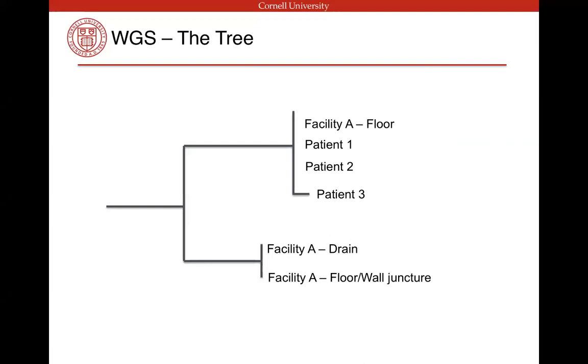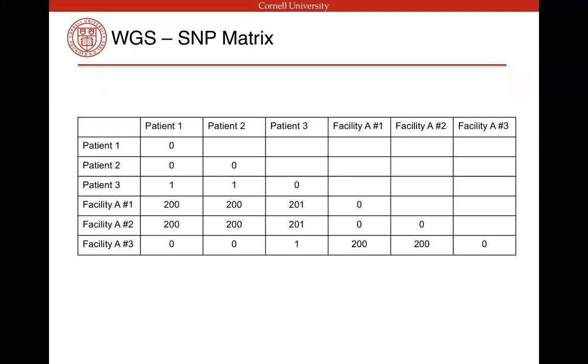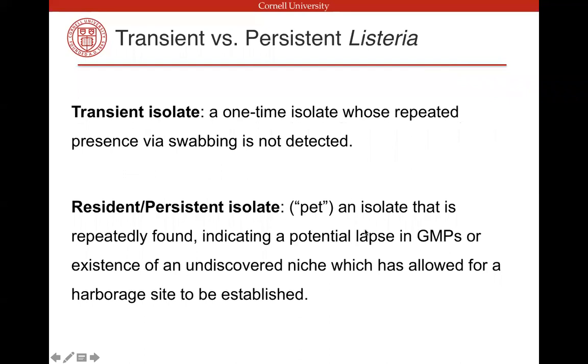Another way you might see this information displayed is in what's called a SNP matrix, so a single nucleotide polymorphism. And this just gives you the number of differences between the Listeria. So lower numbers mean that they're more closely related. So the other Listeria found at food facility A does not appear to be related to the first 3 patients or the isolate number 3 from food facility A. So I wanted to bring you up to speed on that, because when we're talking about Listeria in a food facility, there's really 2 types.